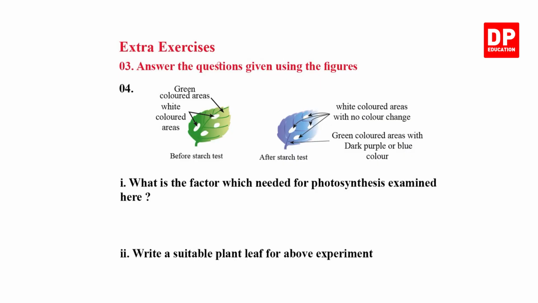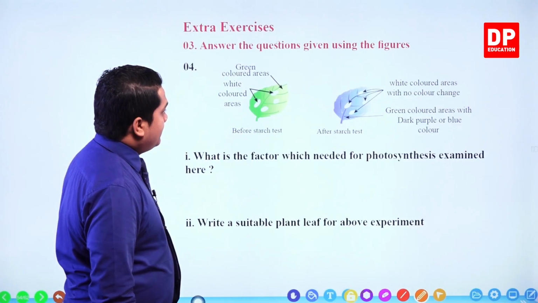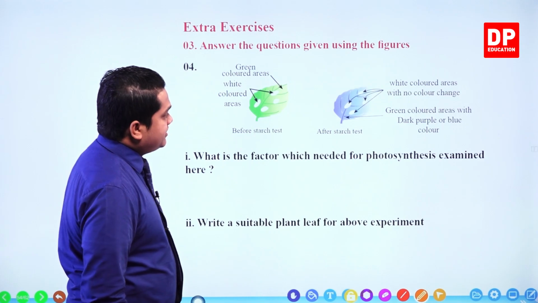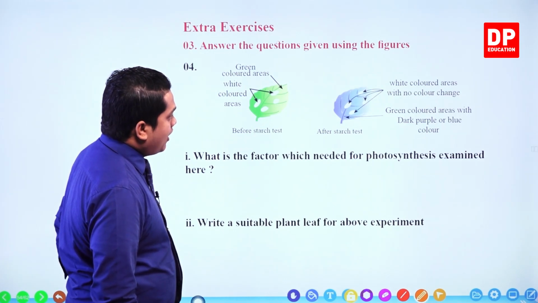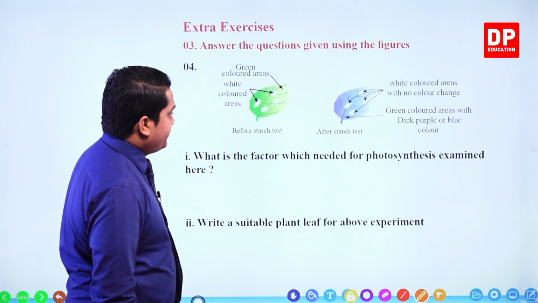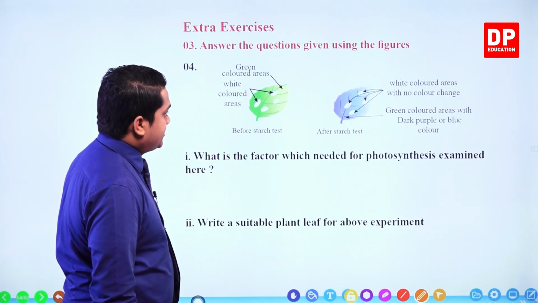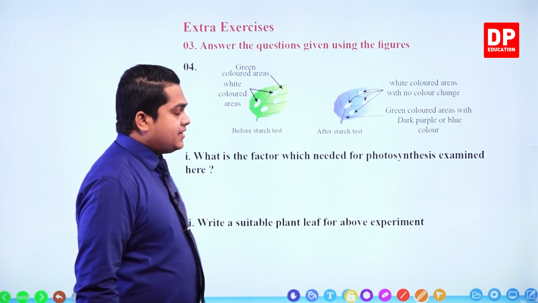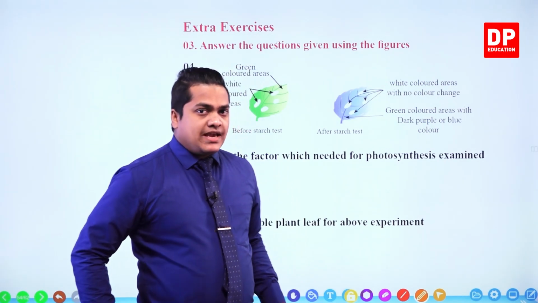So the question number 4, here you can observe two plant leaves. In the first plant leaf there is a green colored area and white colored areas. Then the same plant leaf is the one given on the other side, but it is after the starch test. Now this is before the starch test. So white color area means, my dear children, those are the mosaic areas.